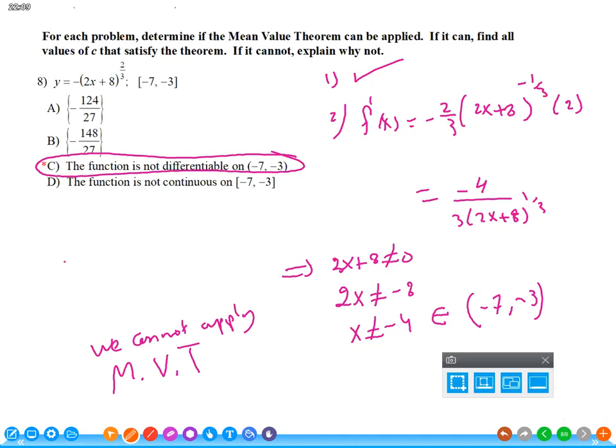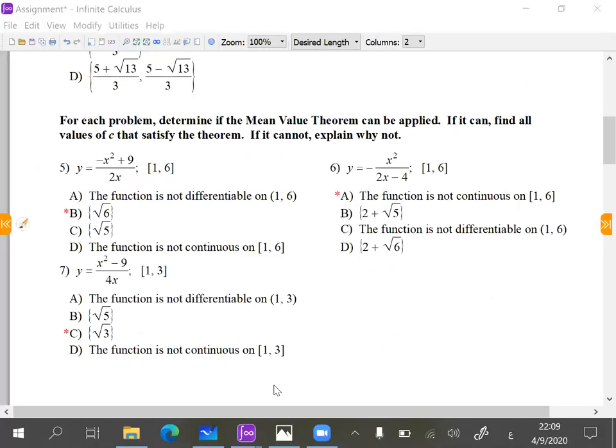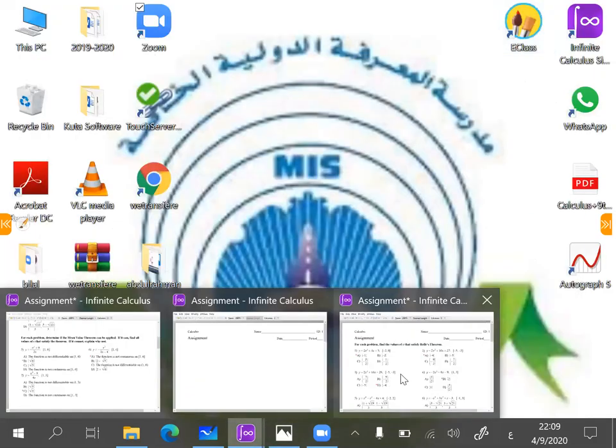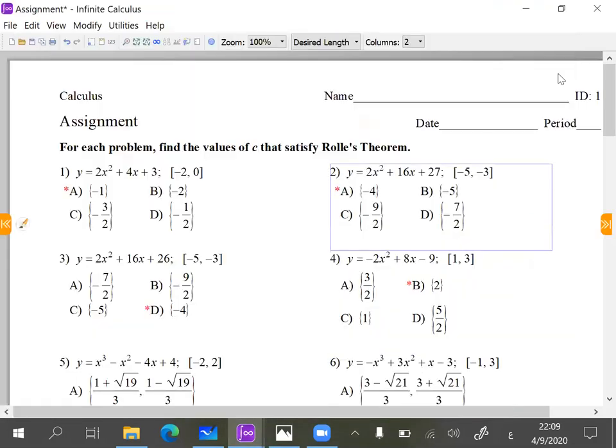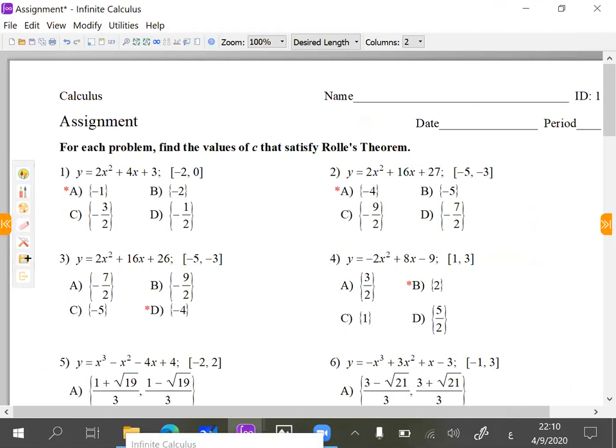Also, I have here all the practice about Rolle's theorem. Another worksheet we have here. Rolle's theorem says f prime of c equals 0 since the secant line is horizontal. So I will do one example in front of you.